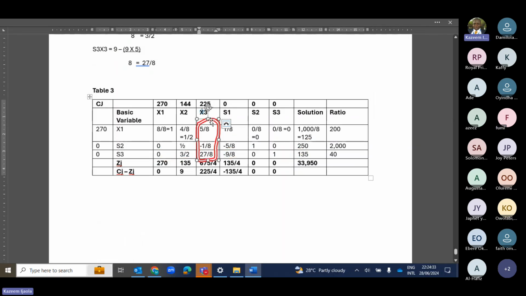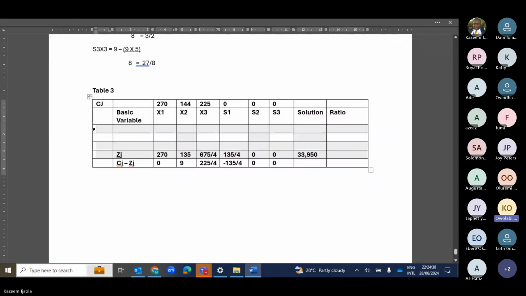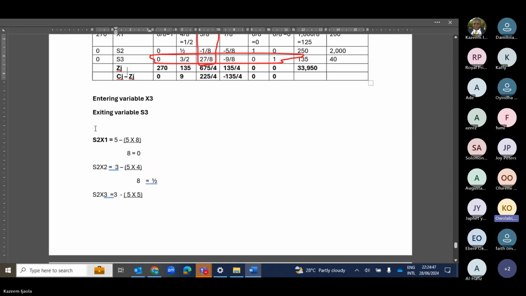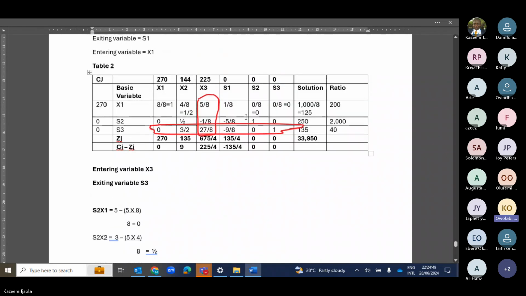To get the ratio, the key column is divided by what we have in the solution. This 125 here: 125 divided by 5/8. So that will be 125 times 8 divided by 5. You have to change that 5/8 to 8/5. It will be 125 times 8 divided by 5.